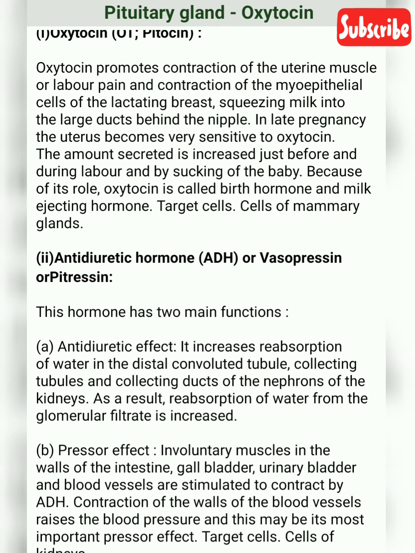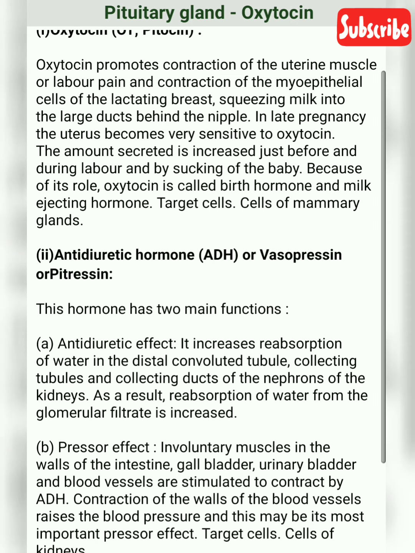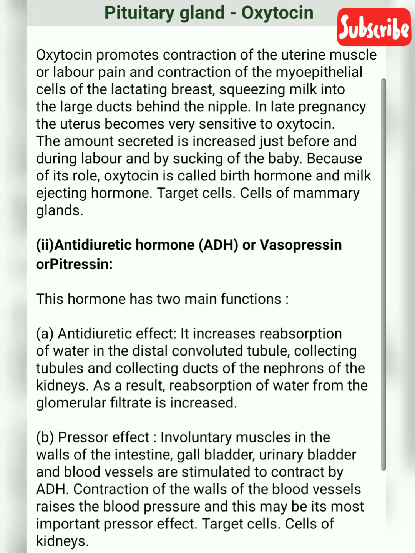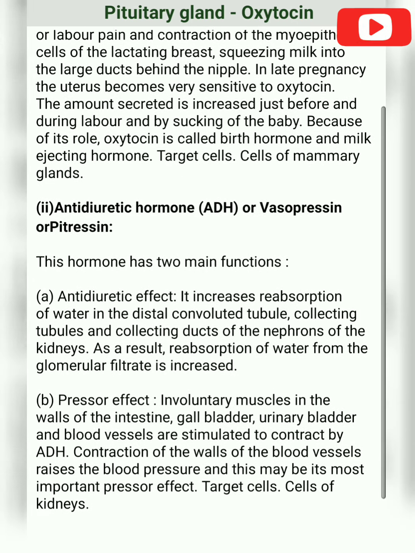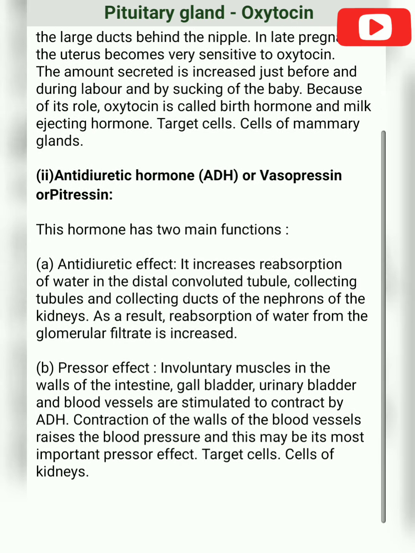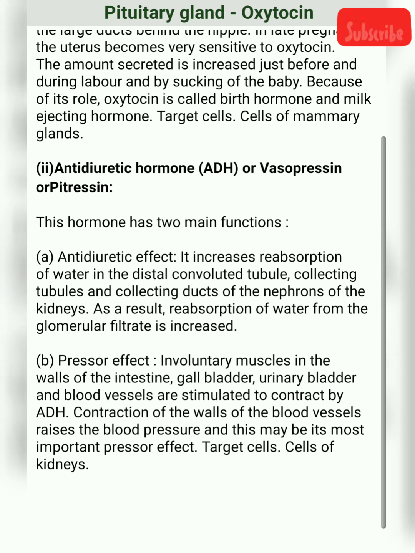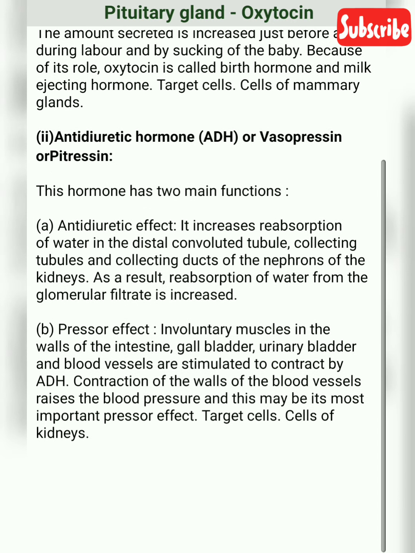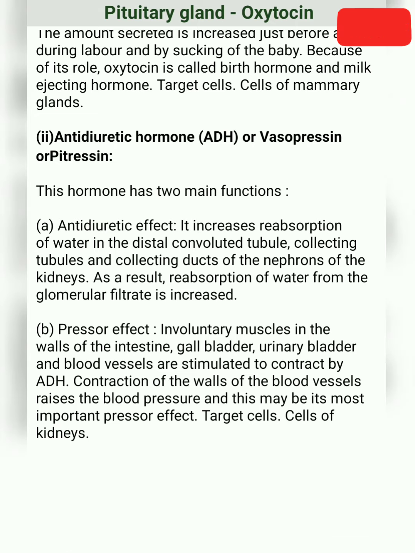Target cells: cells of mammary glands. Antidiuretic hormone, ADH, or vasopressin, or pitressin. This hormone has 2 main functions. Antidiuretic effect: it increases reabsorption of water in the distal convoluted tubule, collecting tubules and collecting ducts of the nephrons of the kidneys. As a result, reabsorption of water from the glomerular filtrate is increased.